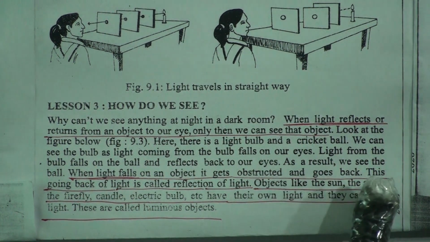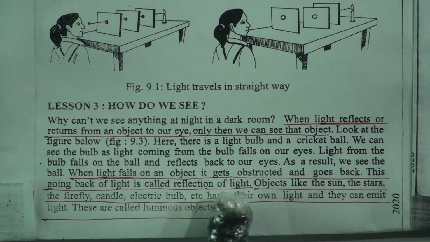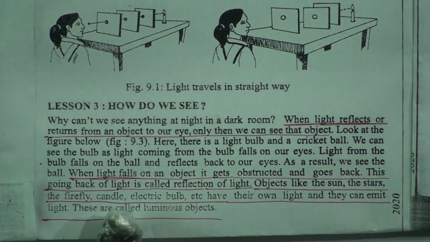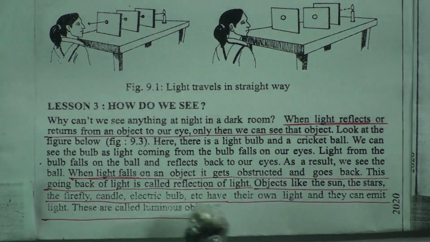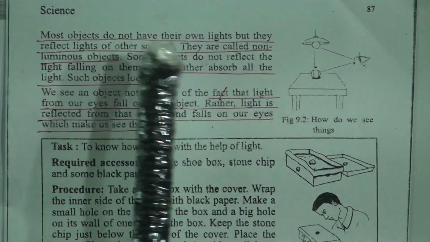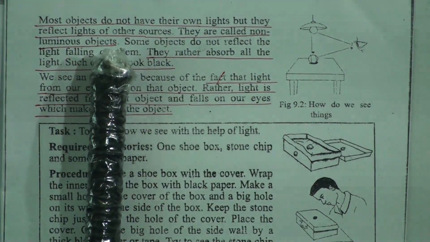Objects like the sun, the stars, the firefly, candle, electric bulb, etc. have their own light and they can emit light. These are called luminous objects. Most objects do not have their own light, but they reflect light from other sources. They are called non-luminous objects.